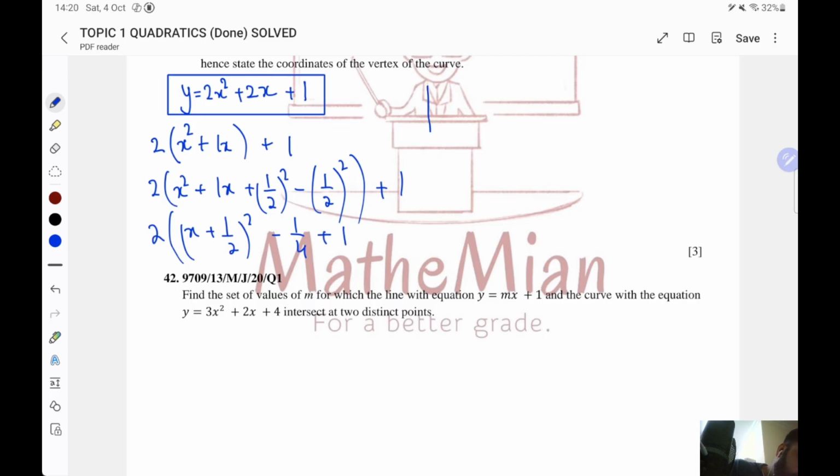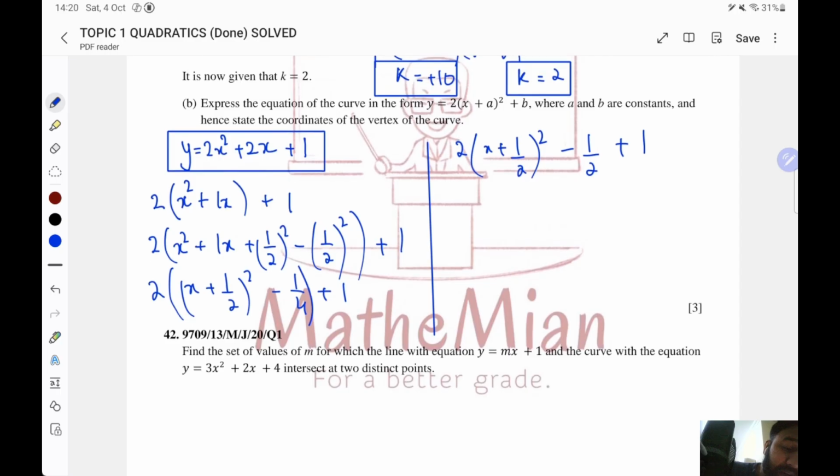If you further simplify, it will be 2 bracket x plus 1 by 2 whole square minus 1 by 2 plus 1. The 2 outside the bracket will multiply with both of them. So the final answer for the completing square form will be 2 bracket x plus 1 by 2 whole square plus 1 by 2.